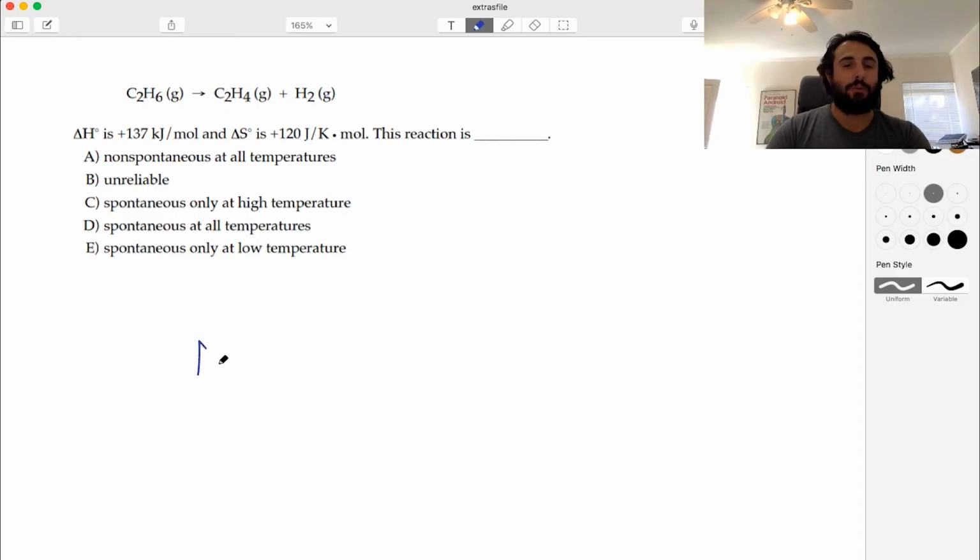And so with spontaneity, we are always talking about delta G. Delta G, or change in Gibbs free energy, is the parameter that is telling us whether a reaction or a process is spontaneous or non-spontaneous. Negative delta G is spontaneous, positive delta G is non-spontaneous. And this is going to be equal to delta H minus T delta S. Now, we are given a positive delta H. So that's there, and we're given a positive delta S.